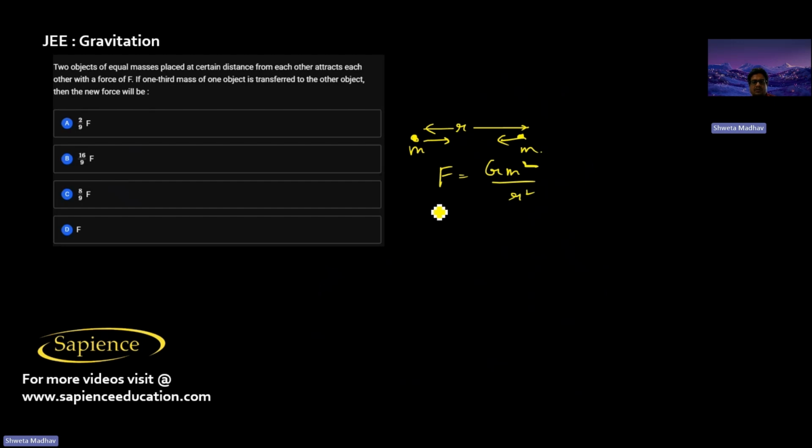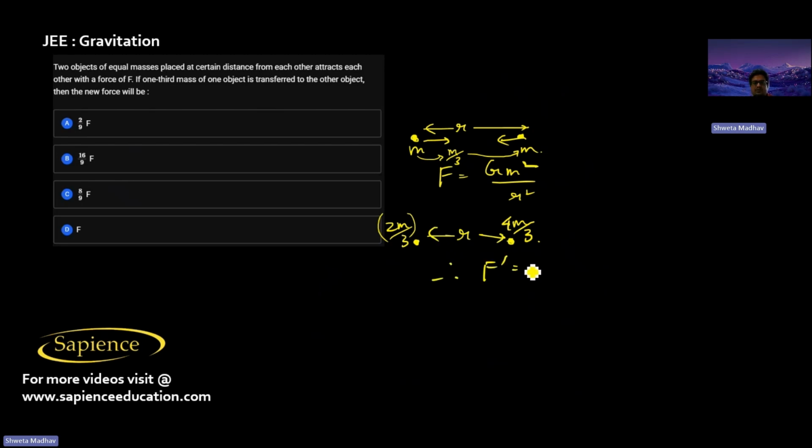Now it is told that 1/3 of mass of one object is transferred to the other object. So here I will have 2m by 3, here I will have 4m by 3, since m by 3 mass will go to this mass. So here I will have m minus m by 3, which is 2m by 3, and here I will have m plus m by 3, which is 4m by 3. But the separation is not changed, so the separation is R only.